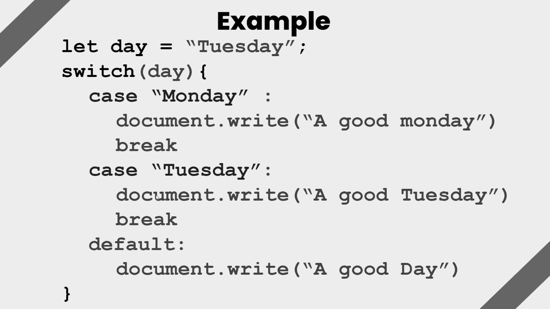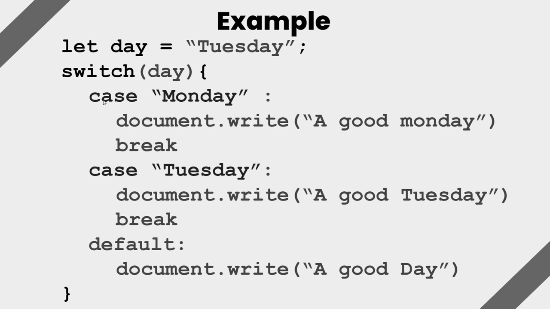Next, we have an example of the switch statement, and we begin by declaring a variable named day, and we assign it a value of Tuesday, which is a string value. After this, we have our switch keyword, and inside the normal brackets, we have our variable name here, which is day. Now the day here represents the expression, and the value for this expression is going to be compared with every case within the switch statement.